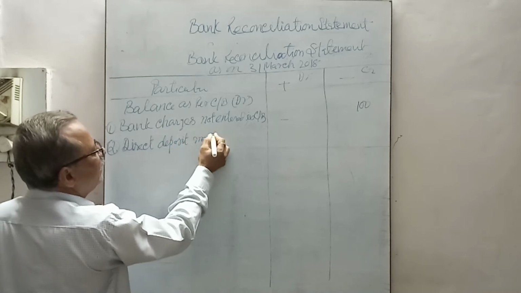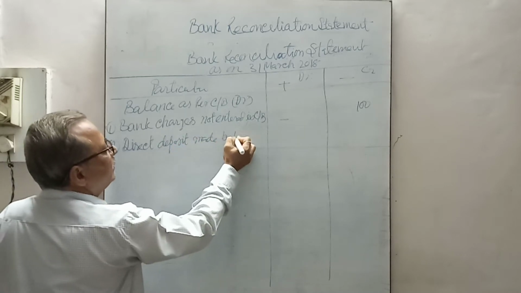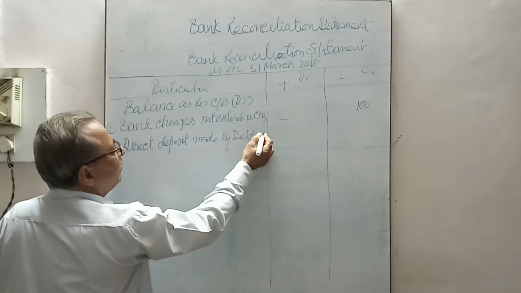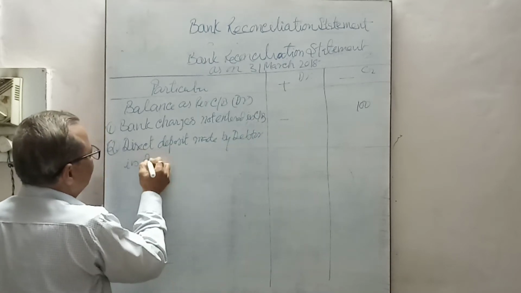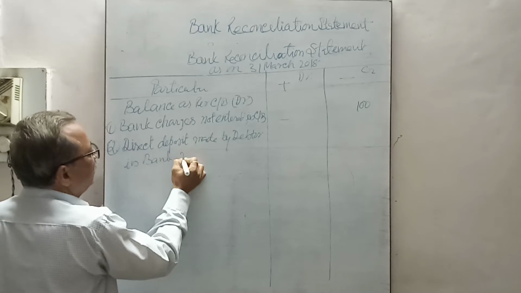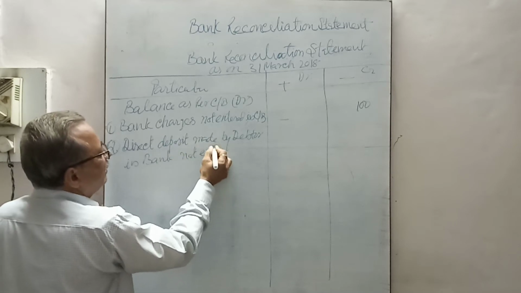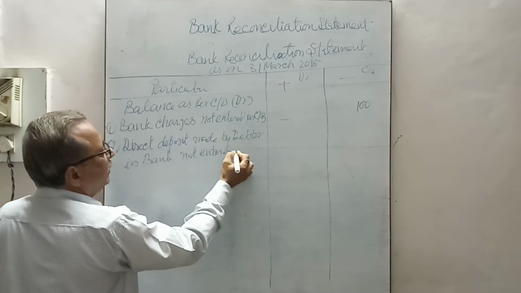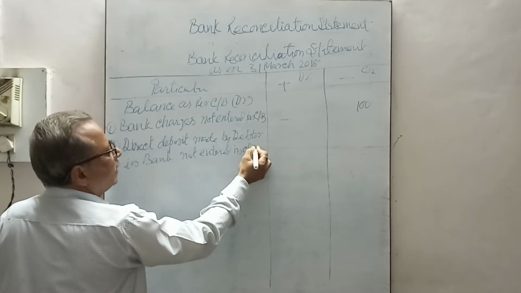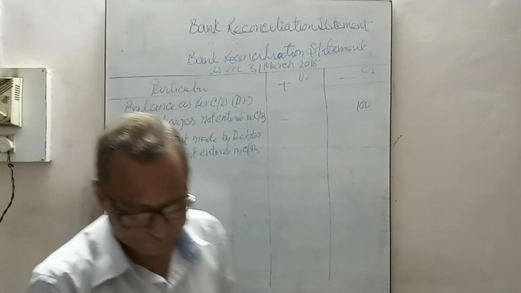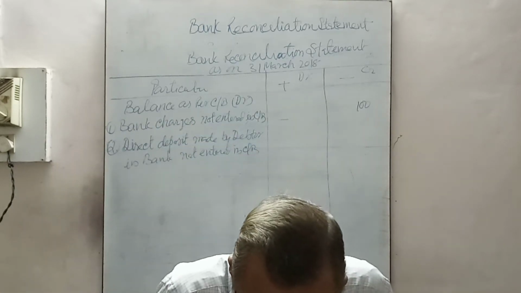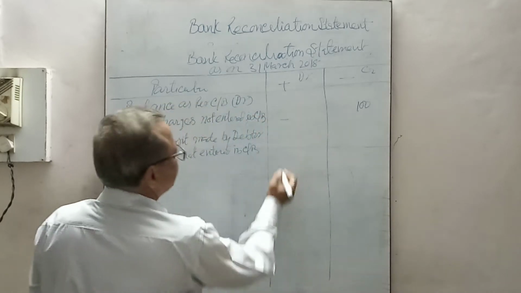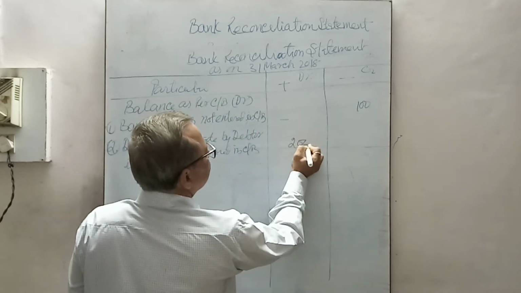made by debtor in bank, not entered in cash book. And this is the figure, 2,000 plus. It is a plus item.